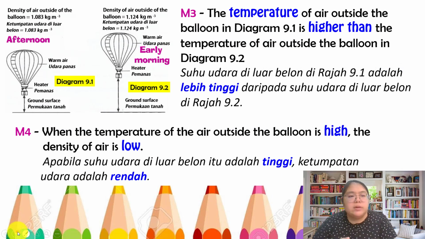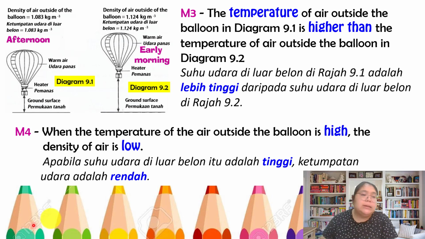Okay, the third comparison is talking about the temperature of the air outside the balloon. From here, this one you need to think about. The important keywords are afternoon and early morning. Normally in the early morning, the air outside should be cool, is it? Afternoon should become hot. So that means the temperature of the air outside the balloon in diagram 9.1 is higher, because it is afternoon, than the temperature of the air outside the balloon in diagram 9.2.